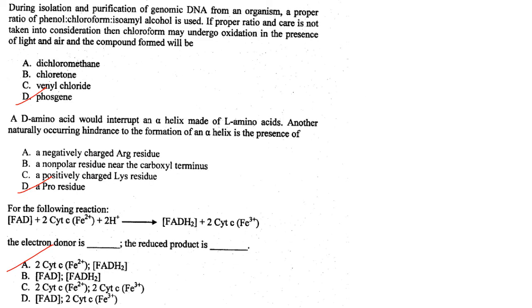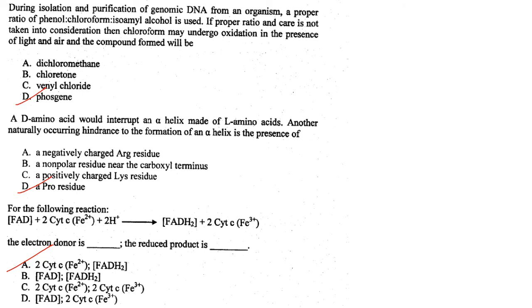Then next one. During isolation and purification of genomic DNA from an organism, a proper ratio of phenol chloroform isoamyl alcohol is used. If proper ratio and care is not taken into consideration, then chloroform may undergo oxidation in the presence of light and air, and the compound formed will be. So they have asked, if the chloroform undergoes oxidation in presence of light and air, then it will result in a compound called phosgene. Answer is option D.